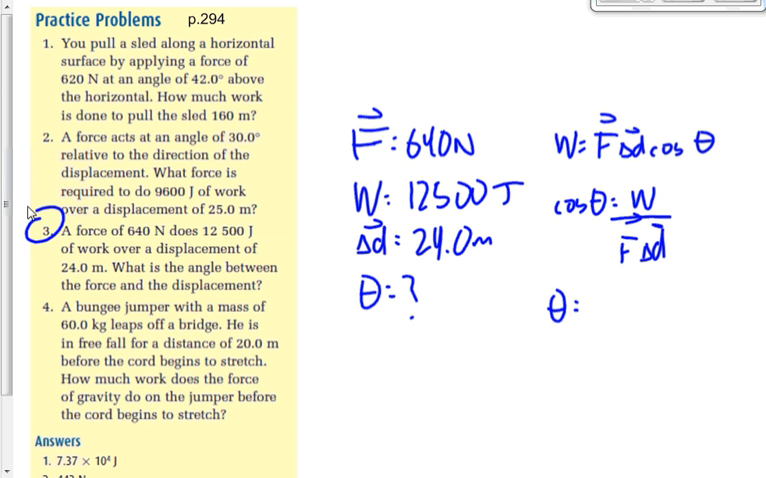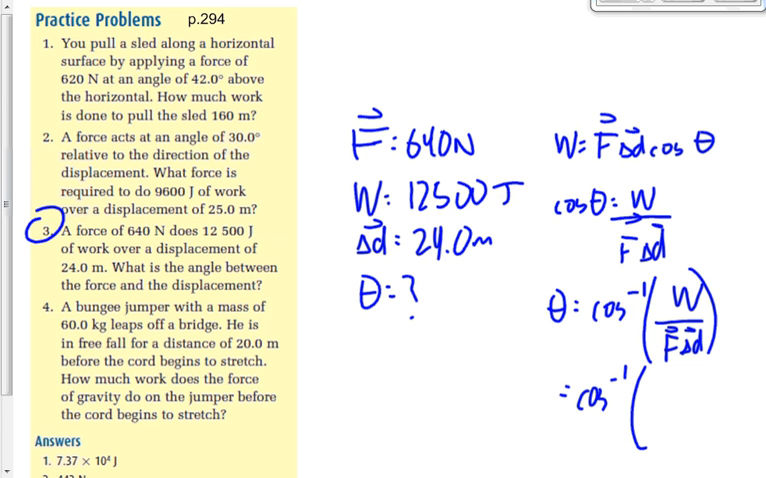Yep, inverse cosine, or the second function of the cosine, of W over F times D. So we're going to say the inverse cosine. You can do that on your calculator. We'll show you in a second here. 12,500 over 640 times 24. Okay, let's do that on the calculator now.